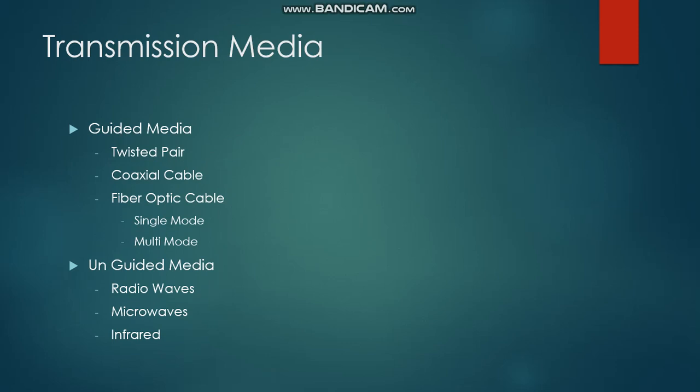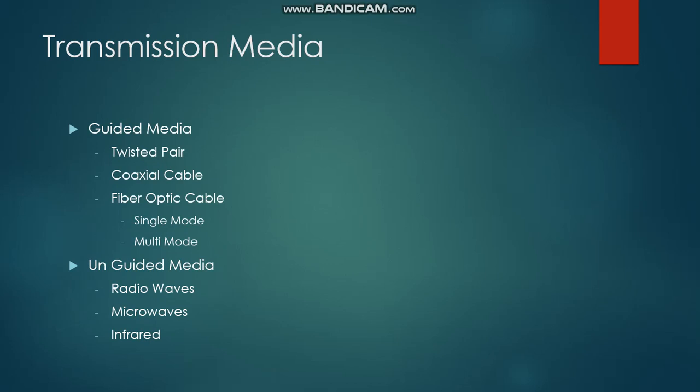There is transmission media, which is directly below the physical layer and controlled by the physical layer. It can be guided and unguided. Guided media has twisted pair, coaxial cable, and fiber optic cable. In twisted pair and coaxial cable, signals are transmitted in the form of current, and in fiber optic it is transmitted in the form of light.